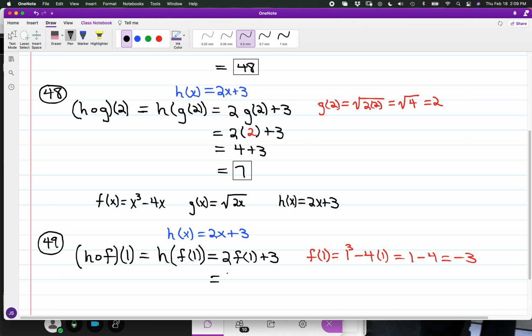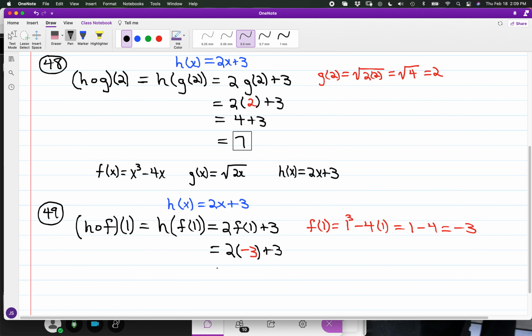And for what we have in following through, 2 times f of 1, we have f of 1 at negative 3. So 2 times negative 3 is negative 6. And negative 6 plus 3, we come out to minus 3.